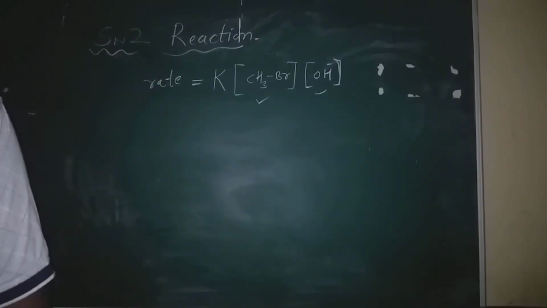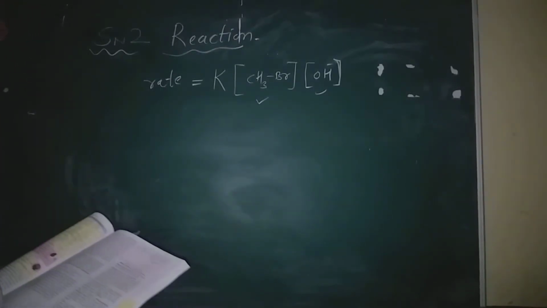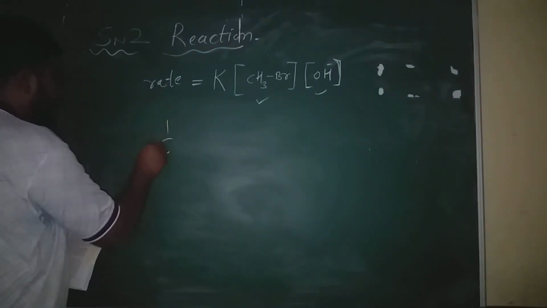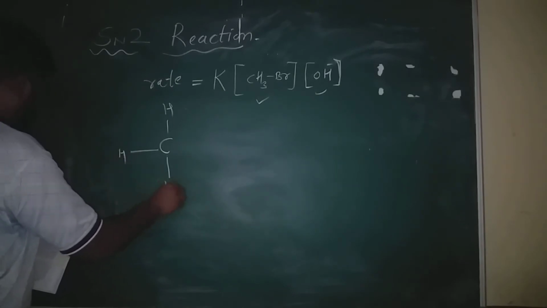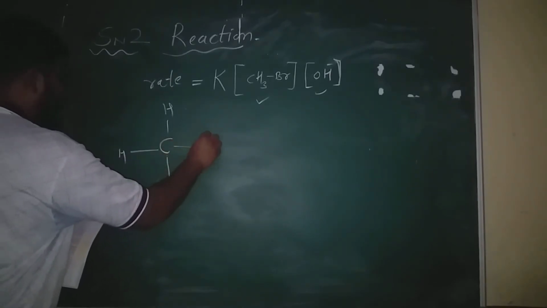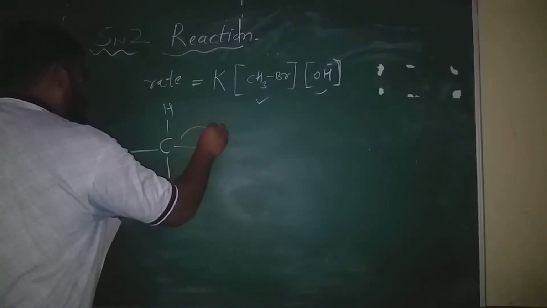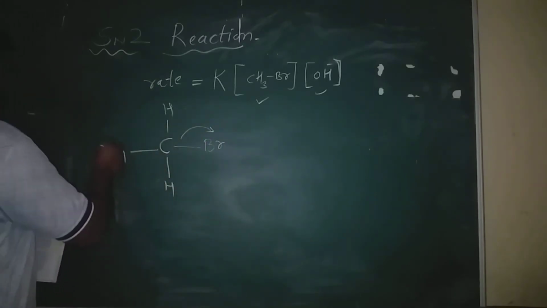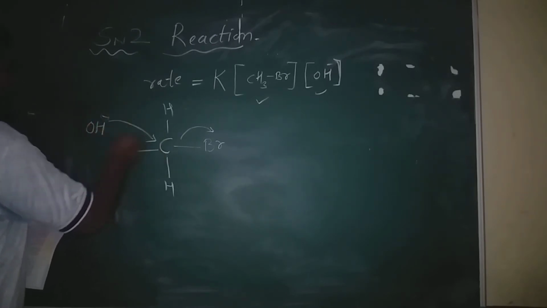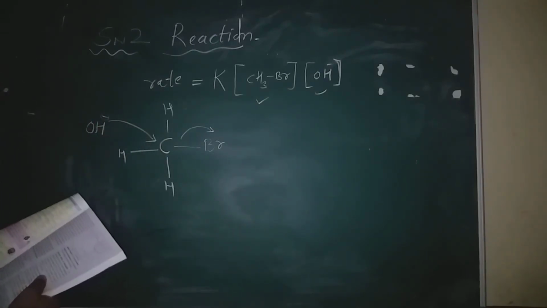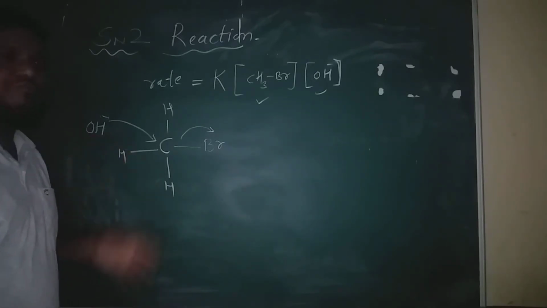Now we will see how OH is going to attach and how Br is leaving the group. Now we can write in this manner: CH3 and this Br, methyl bromide. Now this Br is going to leave the group, and this OH is trying to attach from the backside. That is called a backside attack. Now keep in your mind, inside the SN2 reaction OH minus shows backside attack.